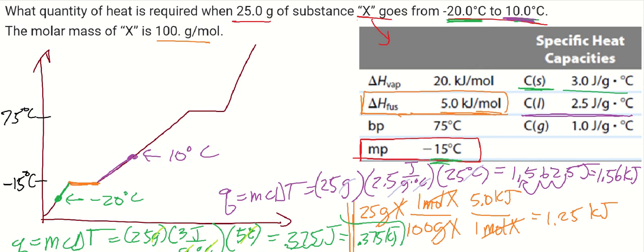And then our final answer, just add them all up. 1.56 plus 1.25 plus, oh sorry, this number, 0.375. And how many sig figs? That's three sig figs.